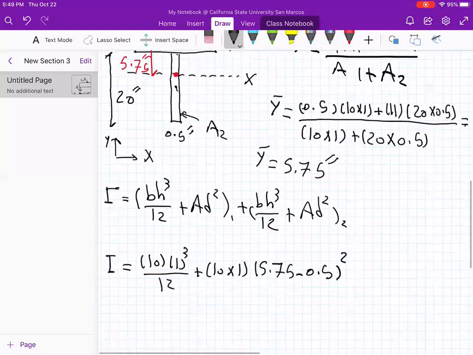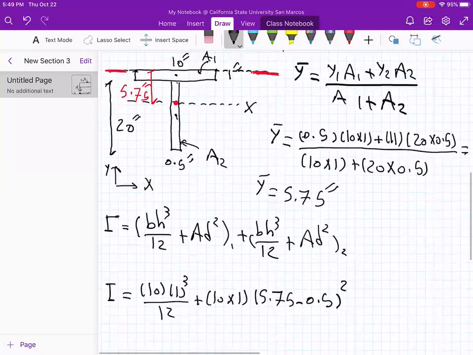Was the 5.75 given, or did we find it? I found it based on this formula. We got it from the Y bar. Got it, thank you. Oh, you cannot see the cursor now? It's a little confusing when you say from this point. Sorry, I want to show it with the pen, because I use two devices.